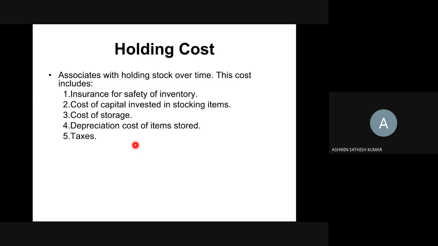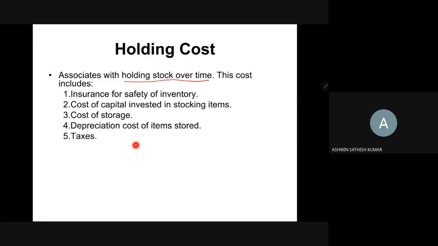So holding cost arises when you have to store the inventory. It is associated with holding the stock over time, meaning for how much time interval you have to store. So this cost depends on that factor also: how many items you have to store, and for how much time you have to store. The holding cost depends on both factors.